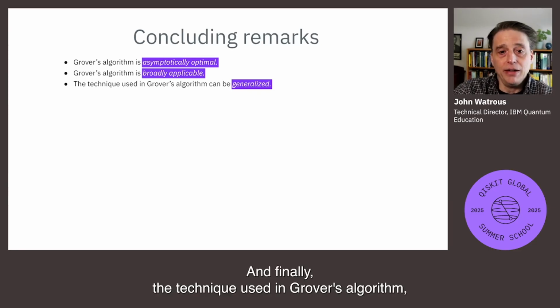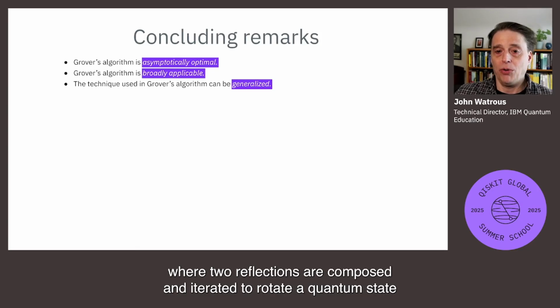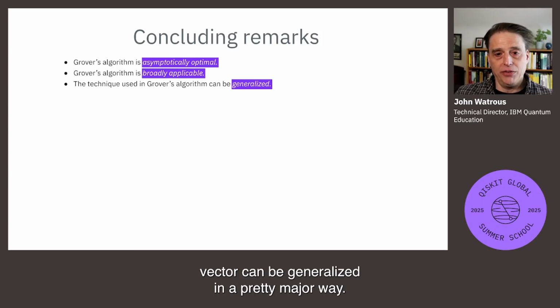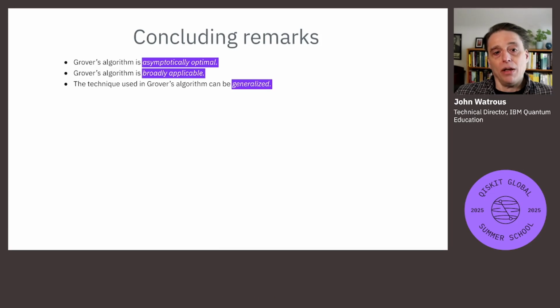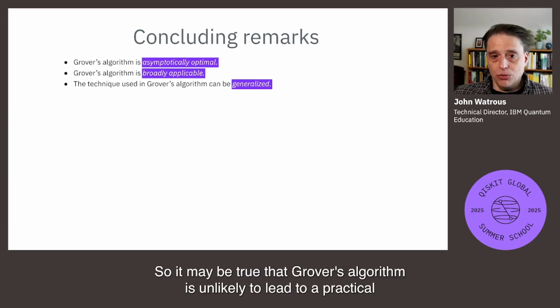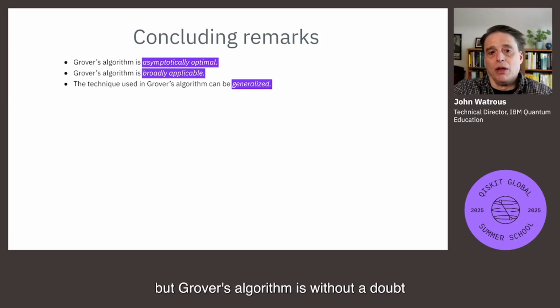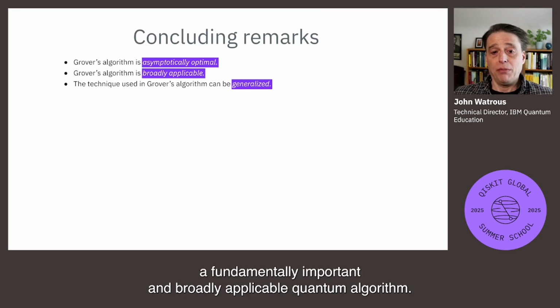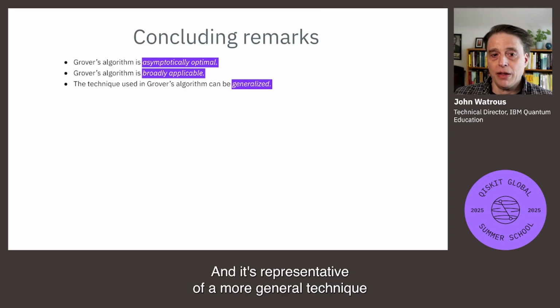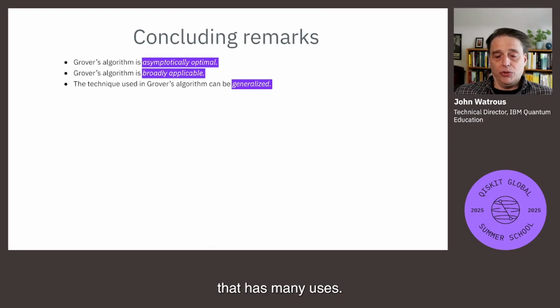And finally, the technique used in Grover's algorithm, where two reflections are composed and iterated to rotate a quantum state vector, can be generalized in a pretty major way. So, it may be true that Grover's algorithm isn't likely to lead to a practical quantum advantage anytime soon, if ever, but Grover's algorithm is, without a doubt, a fundamentally important and broadly applicable quantum algorithm, and it's representative of a more general technique that has many uses.